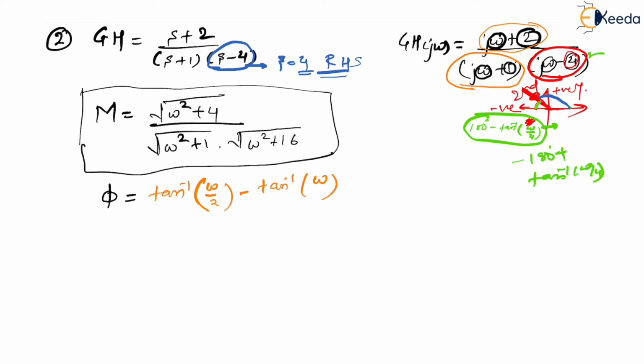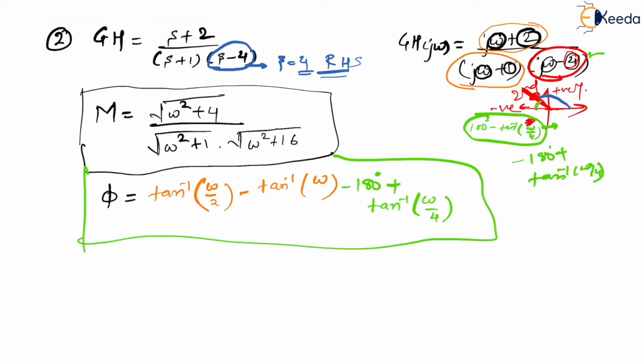I hope it is clear, right? This is simple basic mathematics which you should know. You should remember this, right? Anyways, so for this angle it comes here to be minus 180 degrees plus tan inverse of omega by 4. Is that correct? So this is nothing but your phase phi. Now, as usual, step 1 is what? To find M0 and M infinity. Let us find that.